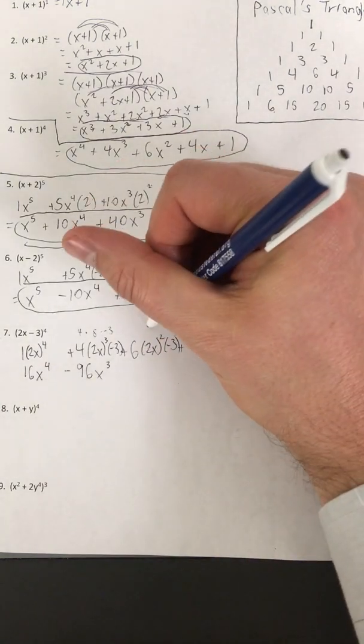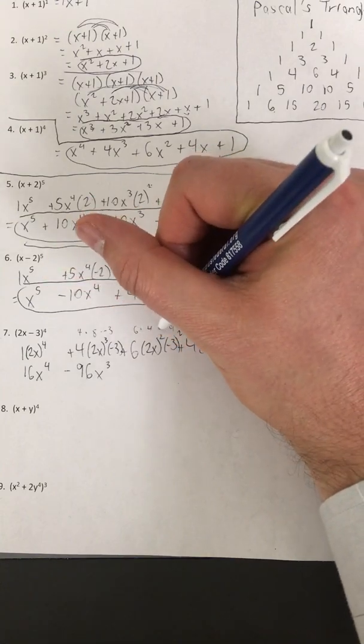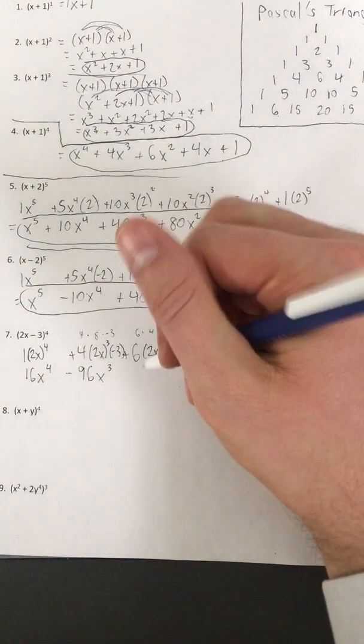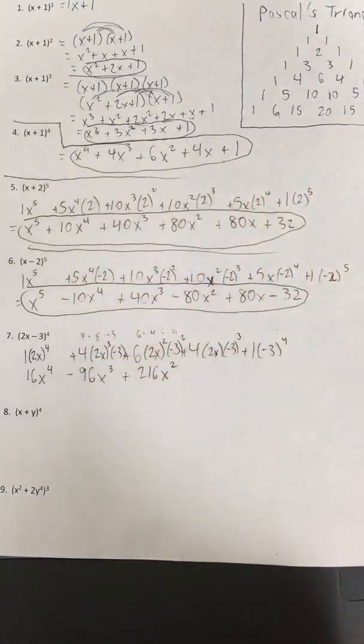So 2 squared, that's 4. Negative 3 squared, that's positive 9. So I'm getting 6 times 4 times 9, which is going to give me a big number. It's going to be 216. Positive 216 x to the 2nd.